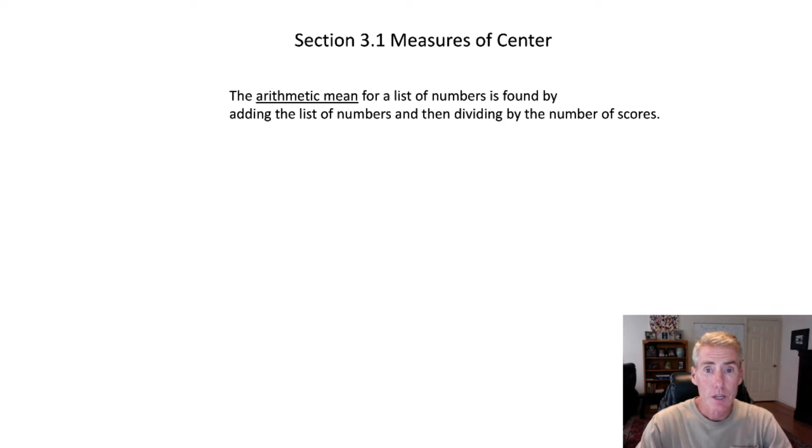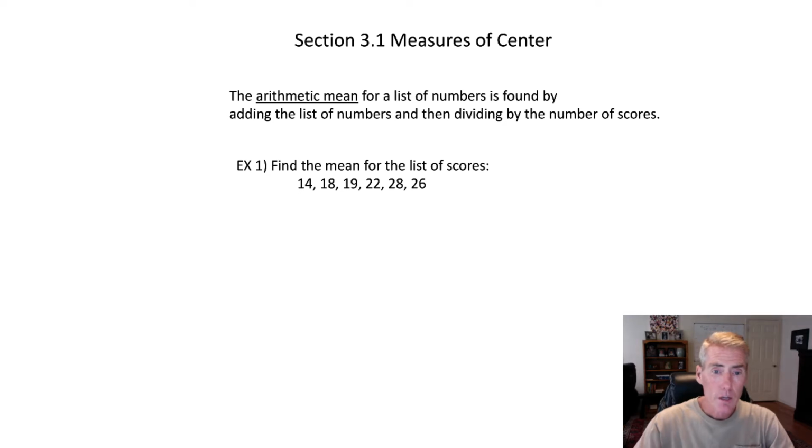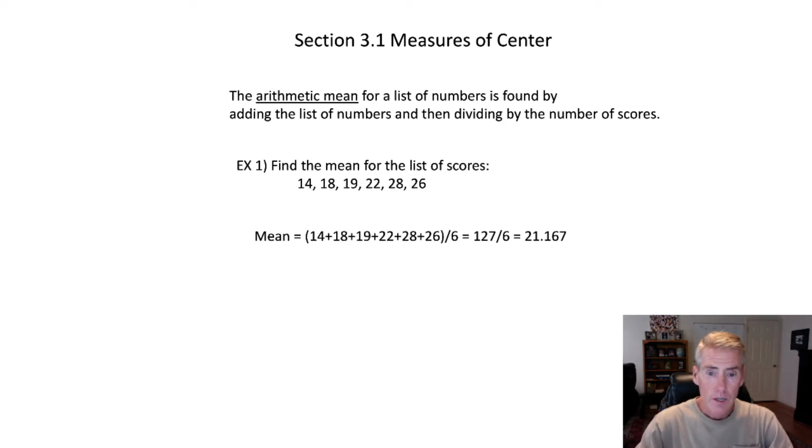Anyway, what you do is you add up the numbers, you count how many there are, and after you've added them up, you divide by the number of scores. So for example, let's say that we've got these: 1, 2, 3, 4, 5, 6. And these could be ages of people. So you add them up, then divide by 6. So that would be 127 divided by 6. So the average age, or the mean age, would be 21.167.